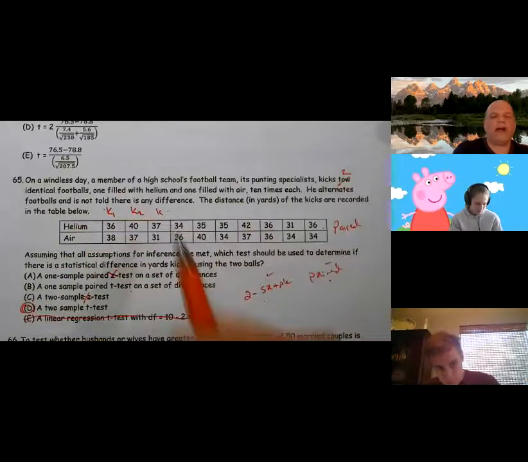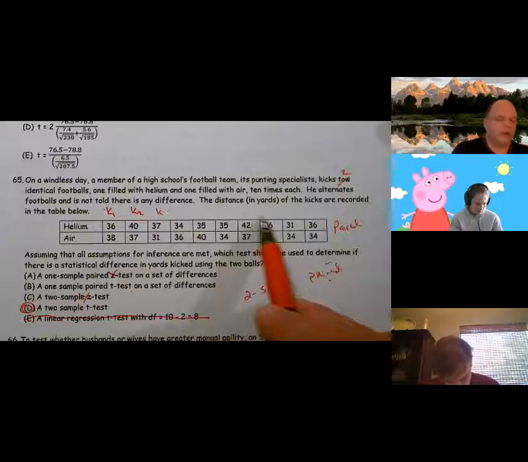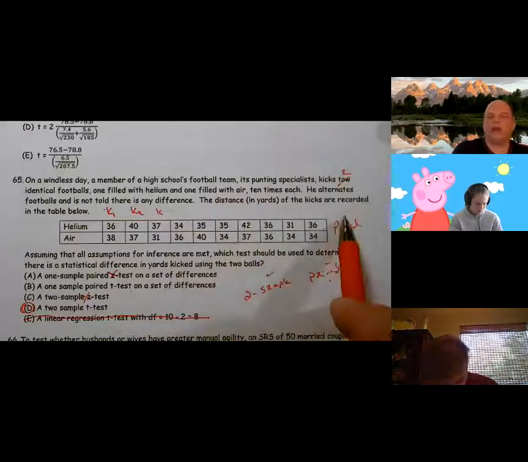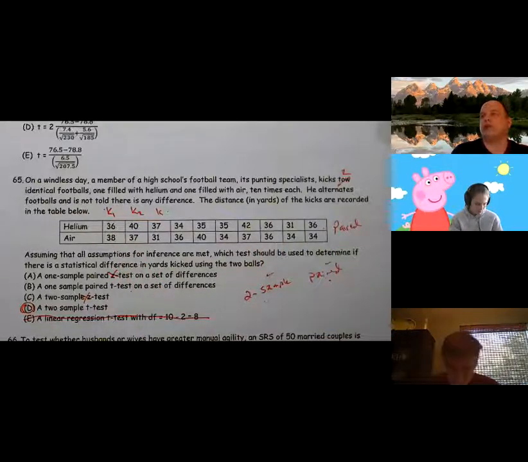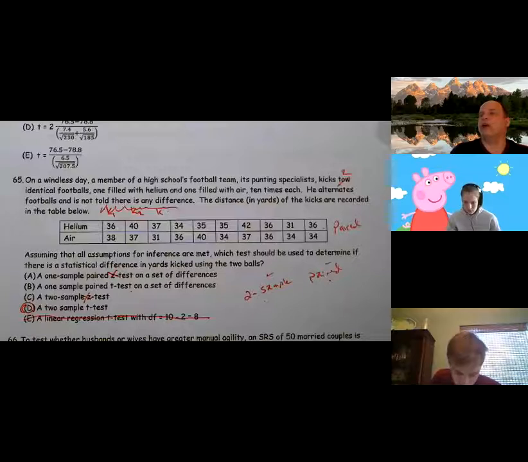If I had 10 different kickers, each one kicking one helium ball and one air ball, then I'd be controlling for differences between the kickers. I'm not controlling for differences between the kickers because I have only one kicker. I'd need multiple kickers. I don't have that.